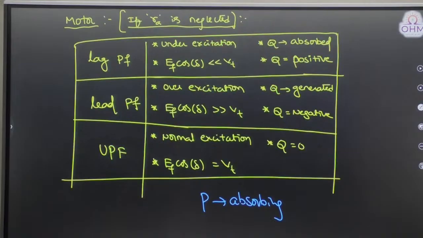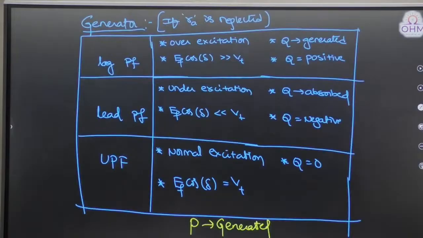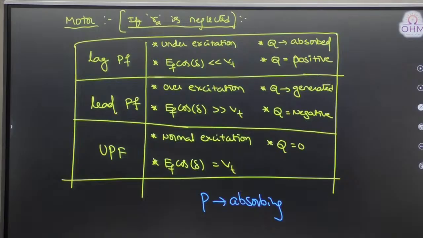This is the motor for all the different power factors: lagging power factor, leading power factor and unity power factor. Everything you can prove by drawing the phasor diagram, but we are not doing that. In regular classes we used to do that, but in the revision you just try to revise this, that will be sufficient. Okay, so this is the generator excitation conditions, this is the motor excitation conditions.